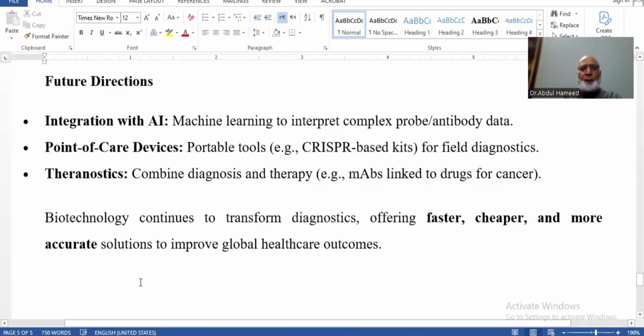So that is all about DNA, RNA probes, and monoclonal antibodies in case of diagnostic purposes. So that is all about this lesson. We may come together for the next lesson.